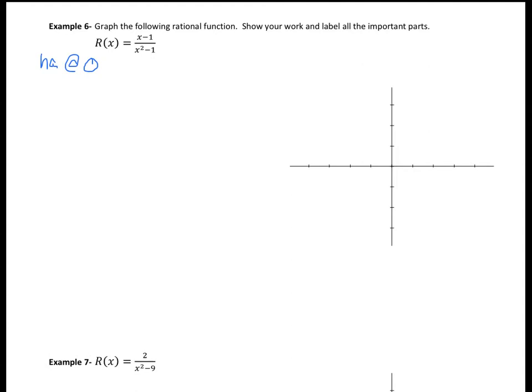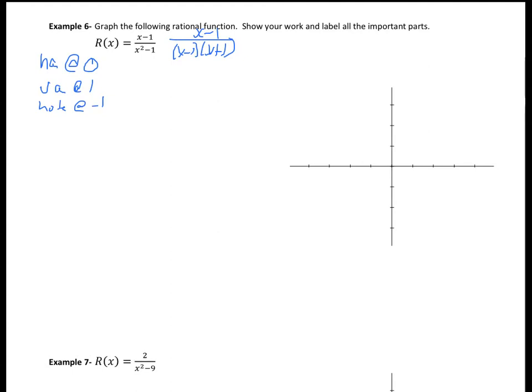What was it? You need to factor the denominator, right? So let's factor the denominator. So that factors into x minus 1, x plus 1. And then that's over x minus 1. So where's my vertical asymptote? At 1. And where's my hole? At negative 1. All right, next step.